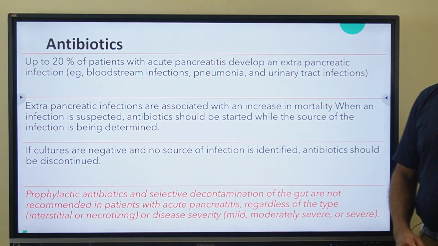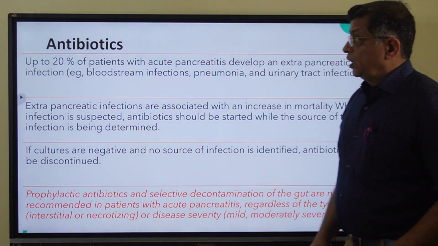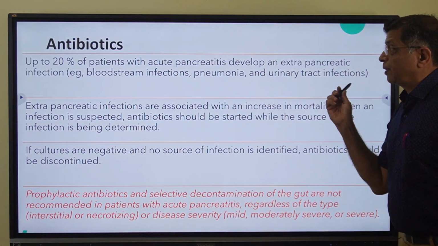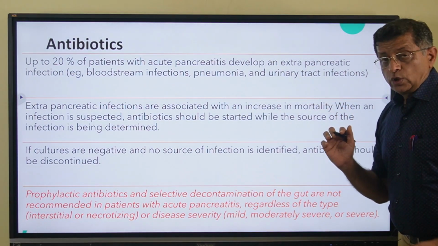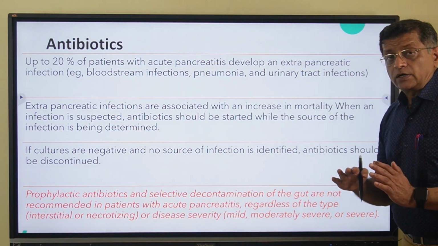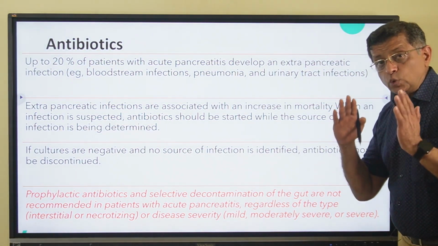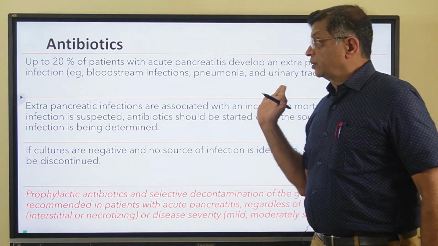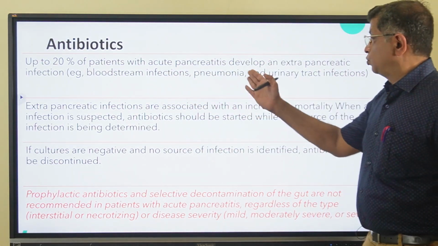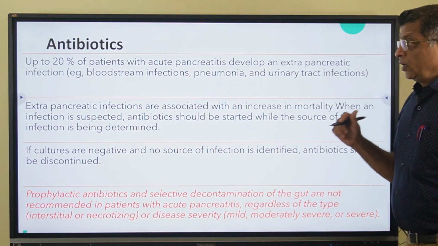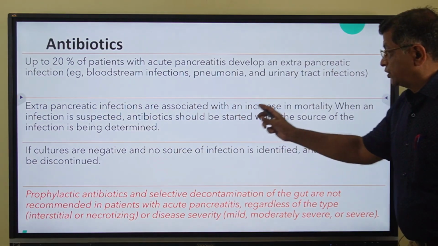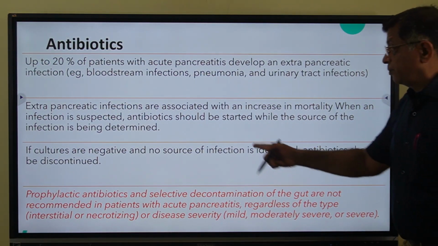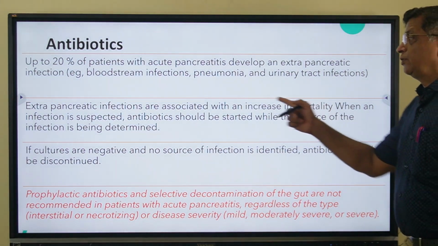The second important point is antibiotics. Up to 20% of patients with acute pancreatitis develop an extra pancreatic infection. So the patient with acute pancreatitis will require antibiotics only if there is evidence that the patient has some extra pancreatic infection like bloodstream infection, pneumonia or UTI. Extra pancreatic infections are associated with increase in mortality. So when such infection is suspected, antibiotic should be started while the source of the infection is being determined.